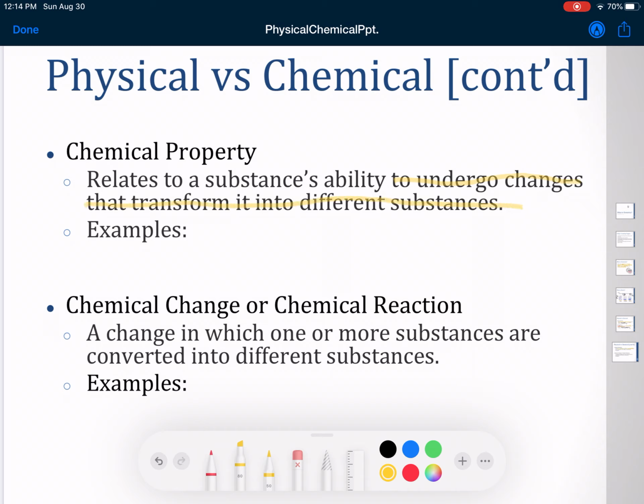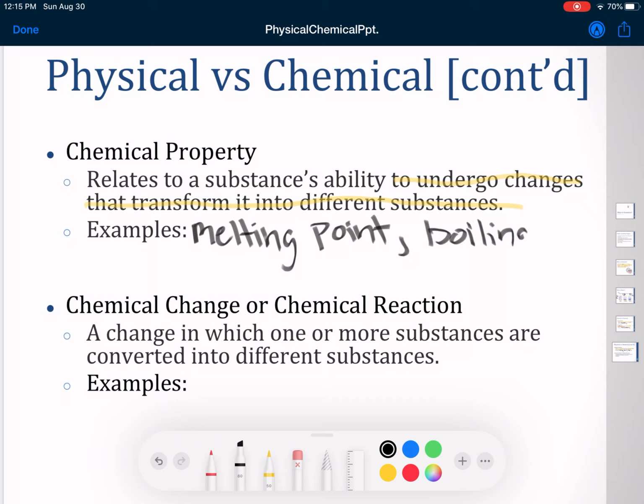Okay. So a chemical property could be something like melting point. Let me put that in here. That's a good one. Or boiling point. I like that pen better. You guys can actually read that one a little bit better. Chemical property, so melting point or boiling point, right?